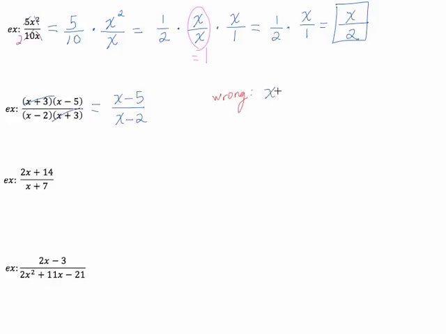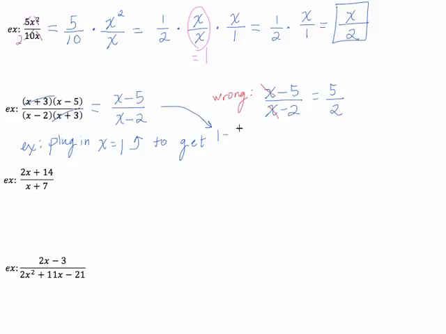Okay, so if you were to try this and say, I'm going to cancel those x's, you would be left with negative 5 over negative 2. Your negatives would cancel, so you'd be left with 5/2. In reality, let's plug in an x value here. Let's just plug in 1. I'm going to plug it into that. So I would get 1 minus 5 divided by 1 minus 2, which is negative 4 over negative 1, or positive 4, which is definitely not equal to 5/2.